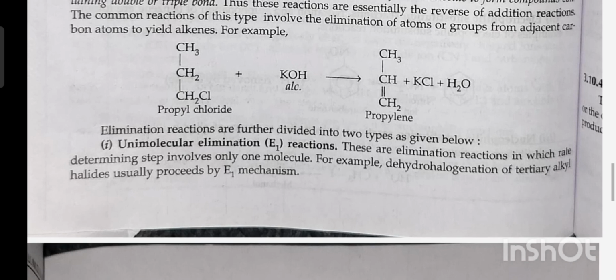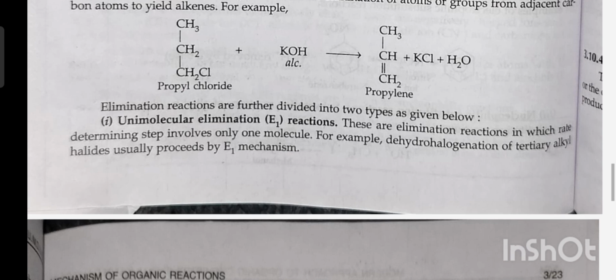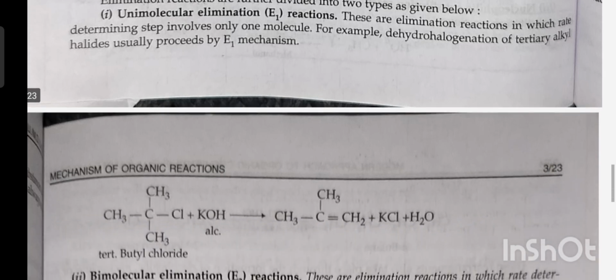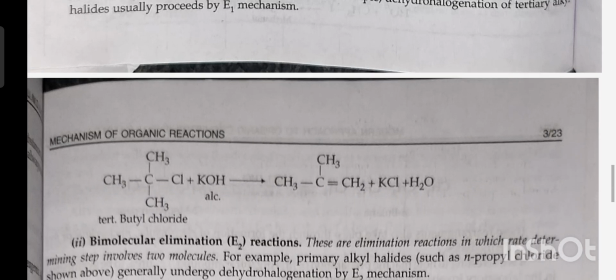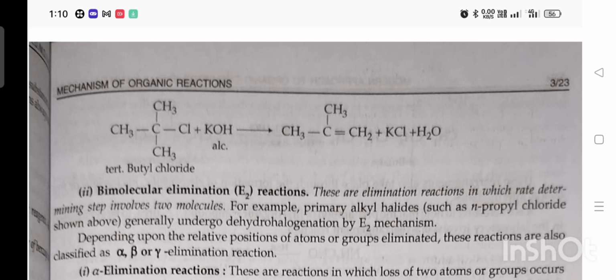Elimination reactions are further divided into two types as given below. First, unimolecular elimination (E1 reaction). These are elimination reactions in which the rate determining step involves only one molecule. For example, dehydrohalogenation of a tertiary alkyl halide usually proceeds by E1 mechanism. Tertiary butyl chloride plus alcoholic KOH is converted into 2-methylpropene plus KCl plus H2O.